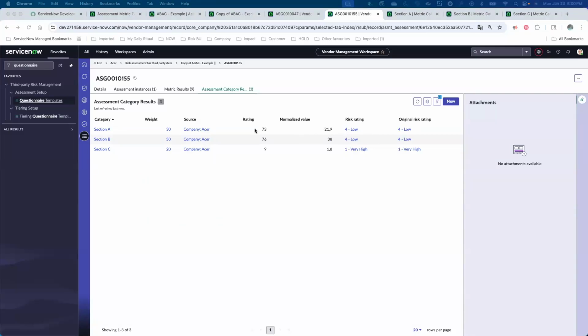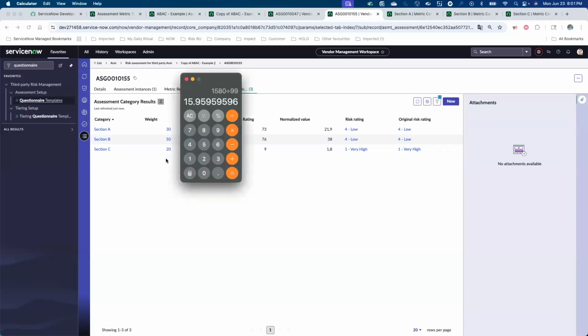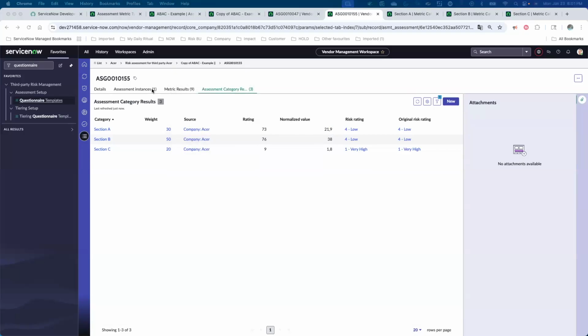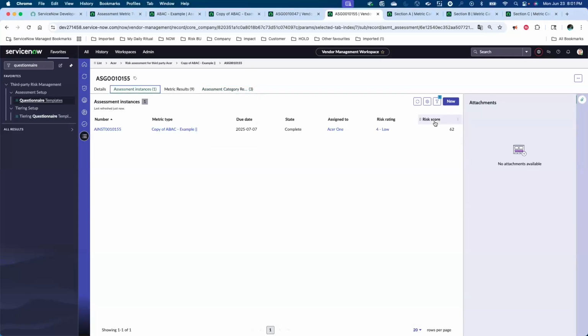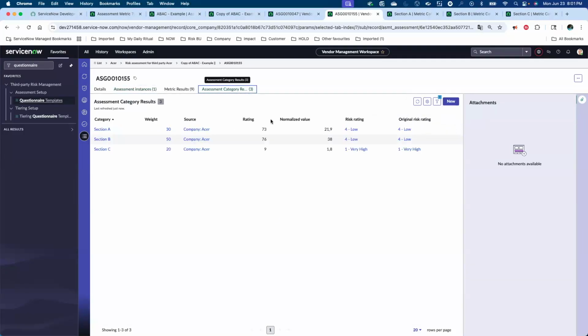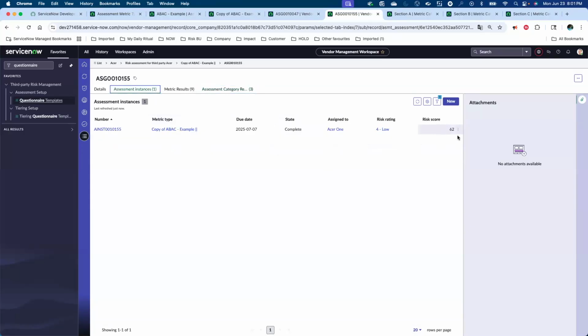If you take 73, 73 is the category rating. Category weight is 30, by sum of category weights, 100. So 30 by 100 is 0.3. The 73 multiplied by 0.3 is what we need. So 73 multiplied by 0.3 is approximately 21.9. That's your normalized value at the category level. Now, when it comes to the assessment rating, it's basically the sum of all the category scores at the normalized value scores. So adding all of these scores, you would get 62.